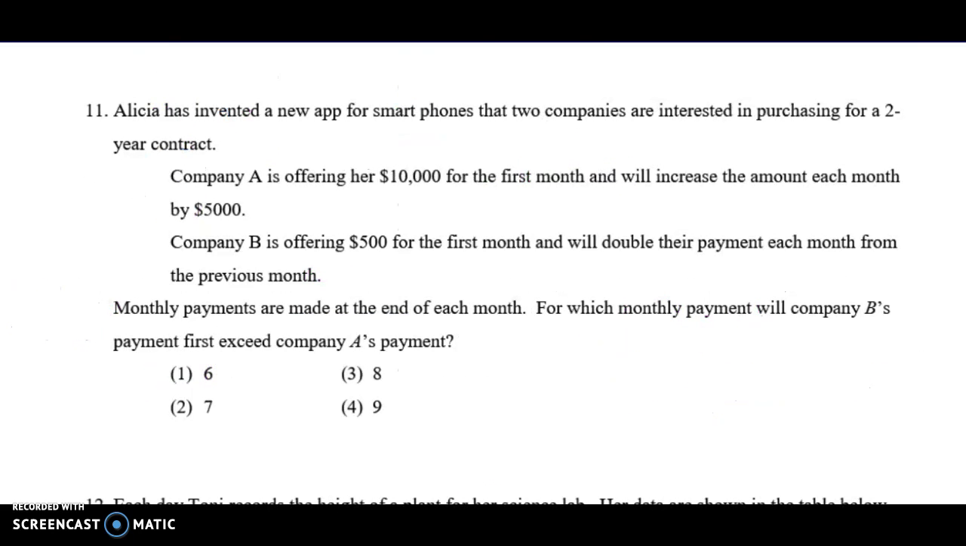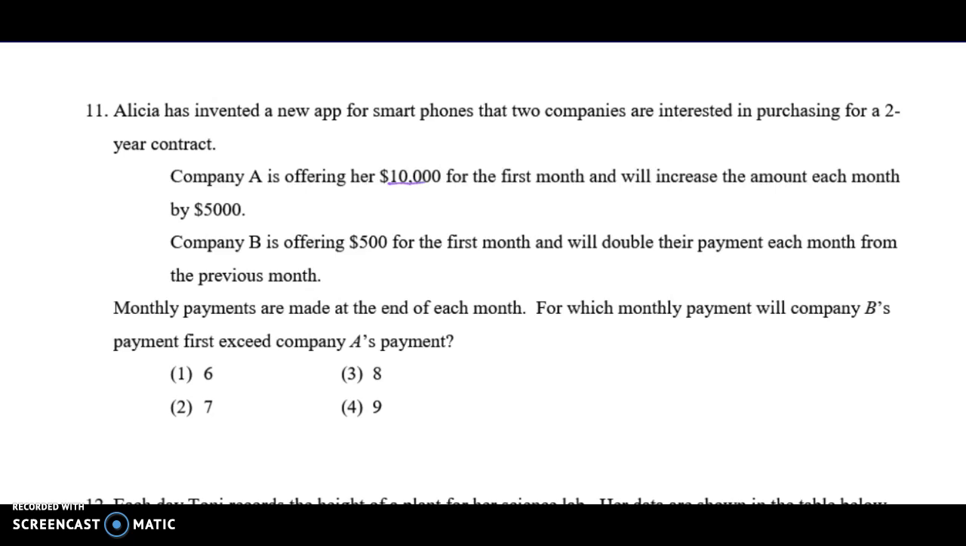Next page. Alicia has invented a new app for smartphones that 2 companies are interested in purchasing for a 2-year contract. Company A is offering her $10,000 for the first month and will increase the amount each month by $5,000. Company B is offering $500 for the first month and will double their payment each month from the previous month. Monthly payments are made at the end of each month. For which monthly payment will Company B's payment first exceed Company A's?